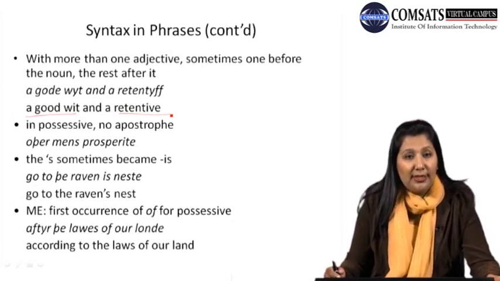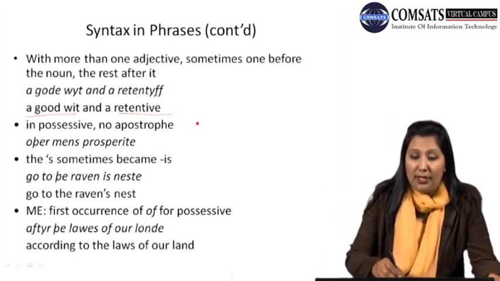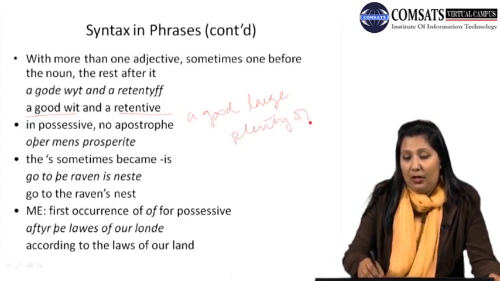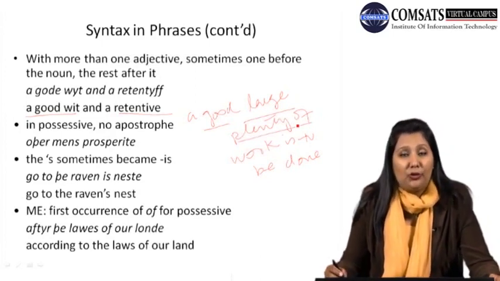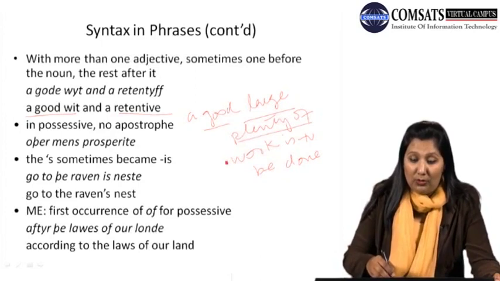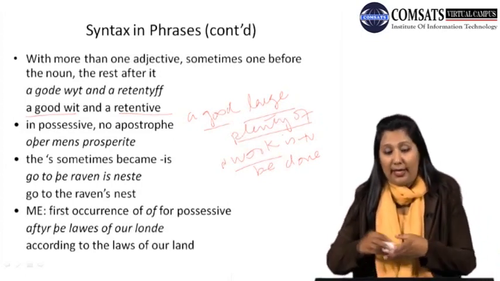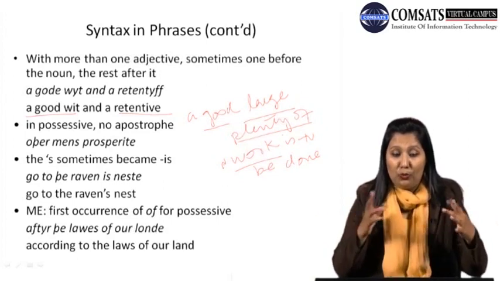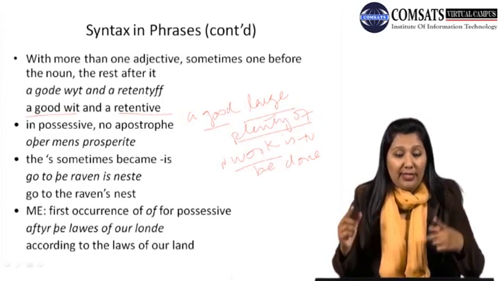in modern English today we write the two adjectives with commas and all of them come before the noun. For example, "a good, large, plenty of work is to be done." In this sentence there are good, large, plenty of. These are the three adjectives that have been used before the noun. So it is quite opposite to modern day English, because here it is "a good wit and a retentive," and they are joined by "and." Retentive is an adjective that refers to the noun wit. It could have been "a good and retentive wit."